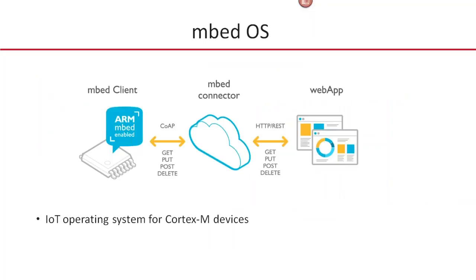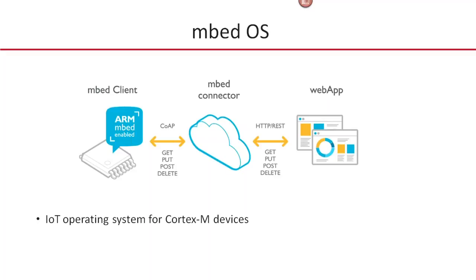ARM have also released their Embed OS system, which is an Internet of Things system. This is open source code that allows you to put a client on a Cortex processor. This talks to the CoAP protocol up to some servers run by ARM to transfer data up and down to the small ARM device, and then that data can be accessed through a standard REST API through a web application.